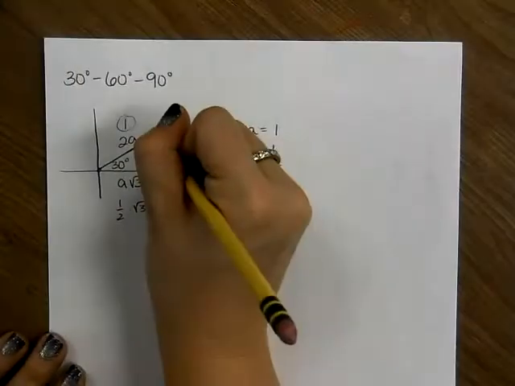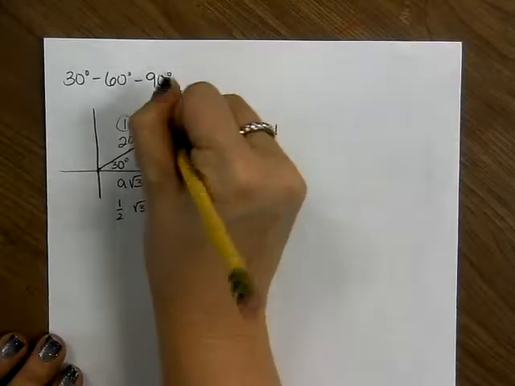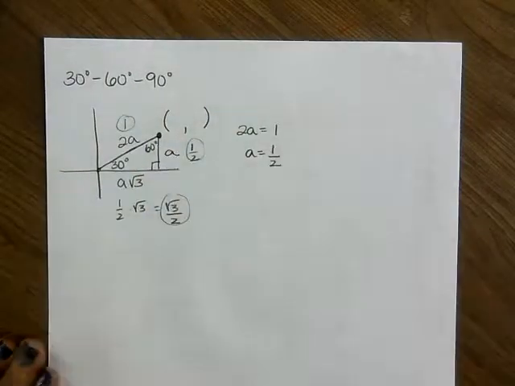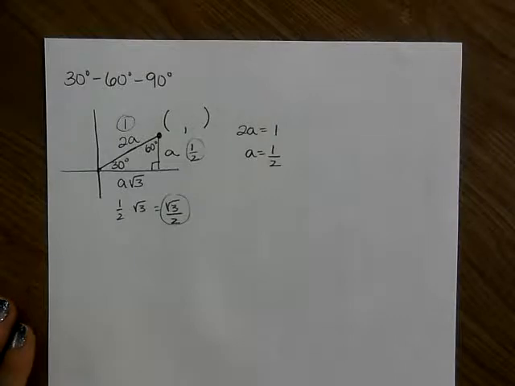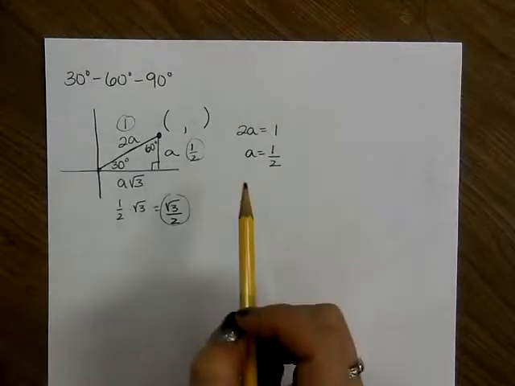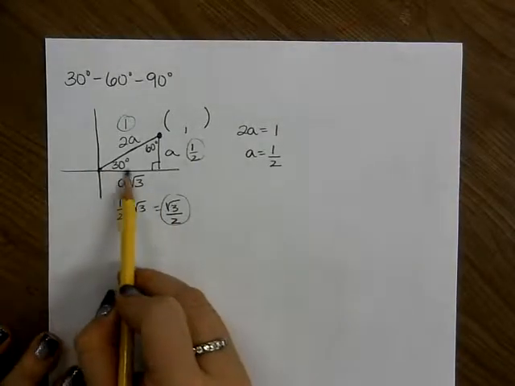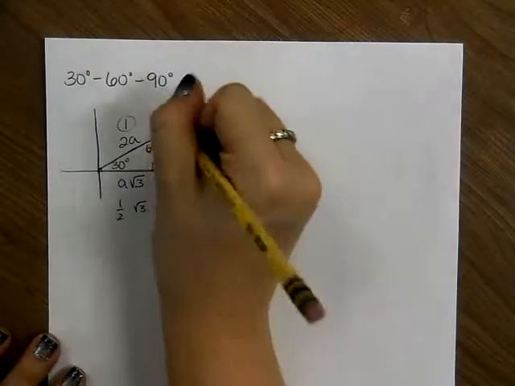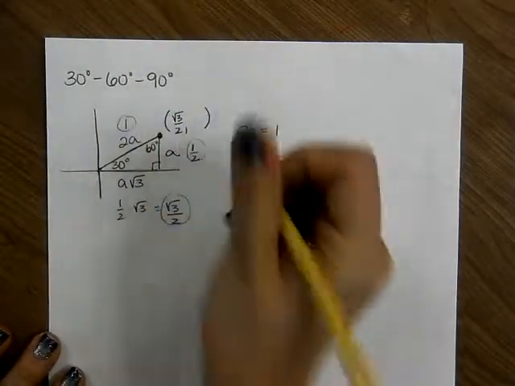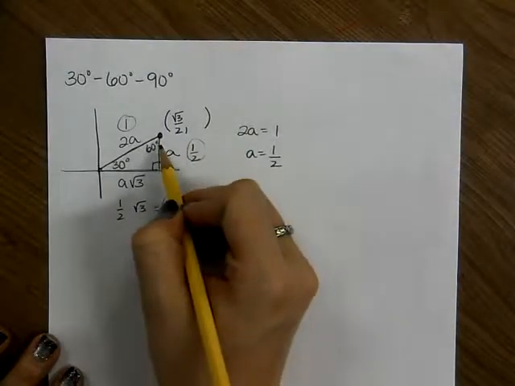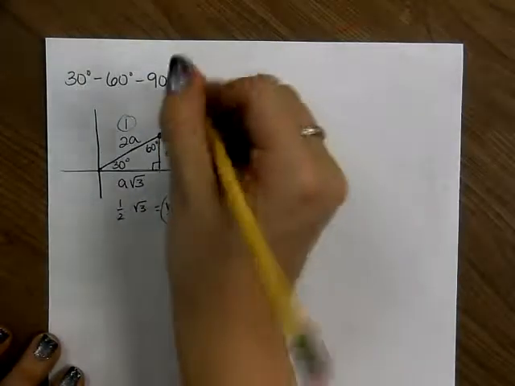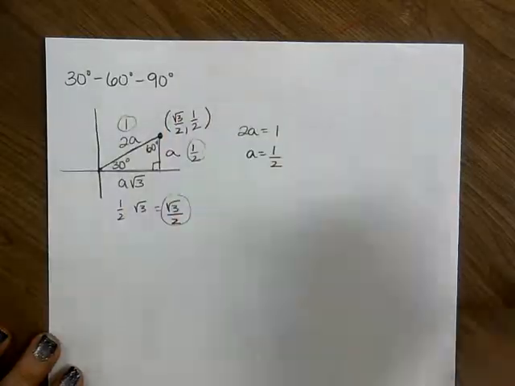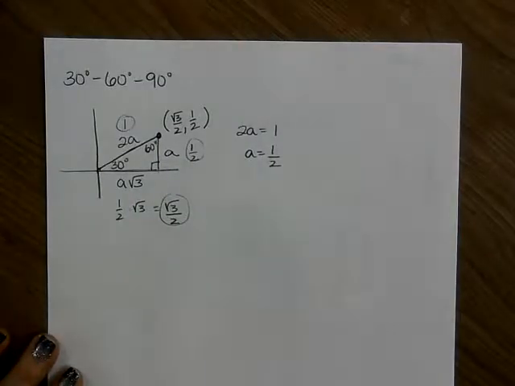Now I want you to think about this right here. If I wrote this as an ordered pair, think about what your x value would be. Your x is your horizontal distance. What's my horizontal distance? Square root of 3 over 2. My y value is my vertical distance, and that is, in this case, 1/2. That should look vaguely familiar to you. Turn it back over.